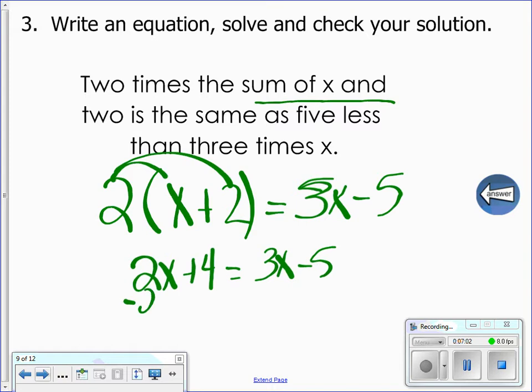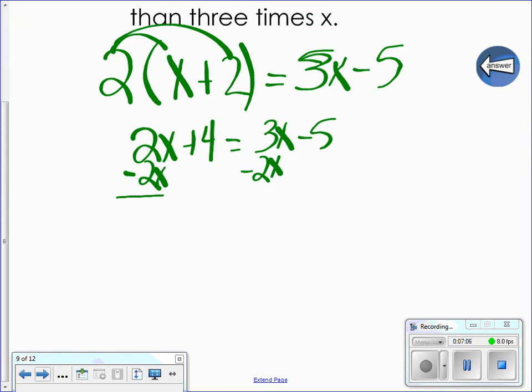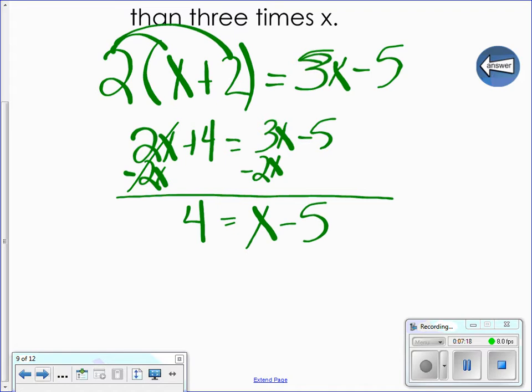Subtract 2x from both sides. Notice that I subtracted the 2x instead of subtracting the 3x. You can do either one. I just don't like a negative variable if I can help it. Then add 5 to both sides, and I get x equals 9.